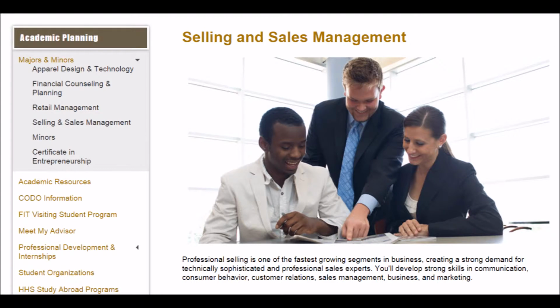Selling and sales management is social based, so you'll need strong skills in communication, consumer behavior, customer relations, sales management, and business and marketing. Great. What about industrial engineering?